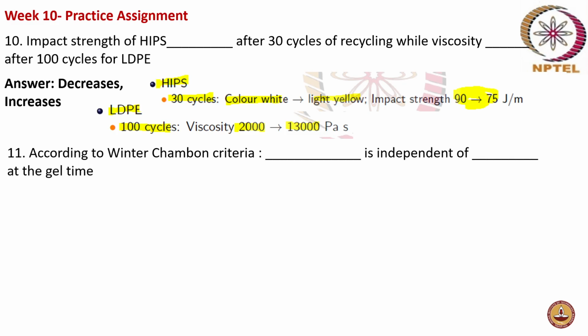next, according to Winter Chambon criteria, dash is independent of dash at the gel time. Which parameter is independent of which parameter at gel point or gel time, gelation time? Okay, according to Winter Chambon criteria. It is actually the tan delta. Okay, the dissipation factor is independent of the frequency at gel time.